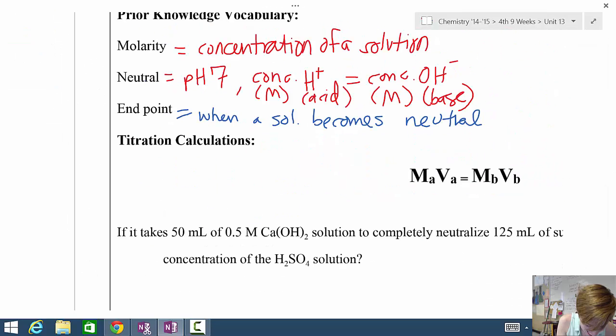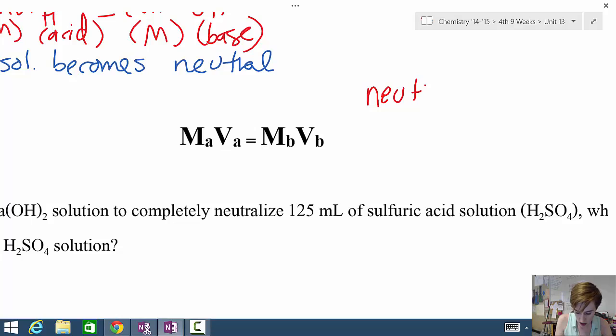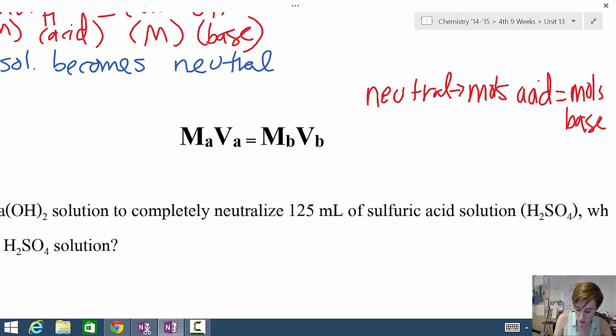So let's look at some titrations that we're going to be doing. When something is neutral, there's an awesome rule: the moles of your acid will always equal the moles of your base. So when something's neutral, the moles of your acid equal the moles of your base.